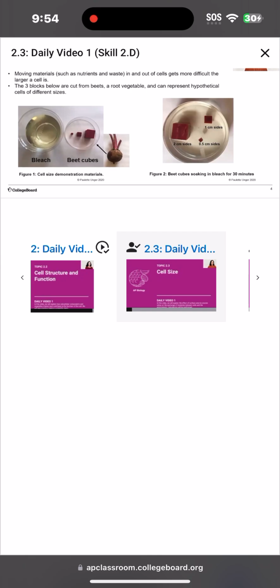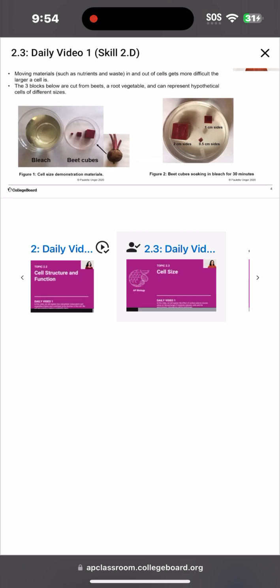And so I want to walk you through a mini demonstration that I performed at home to illustrate how the size of the cell can impact its efficiency in transporting materials across its surface. So in figure 1, you see 3 various size cubes that I cut from beets, which are root vegetables. These cubes are going to represent 3 hypothetical cube-shaped cells with sides 0.5 centimeter, 1 centimeter, and 2 centimeters in length.